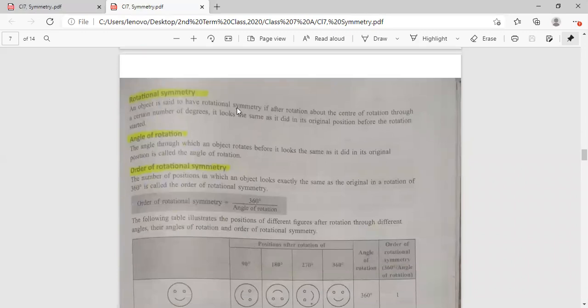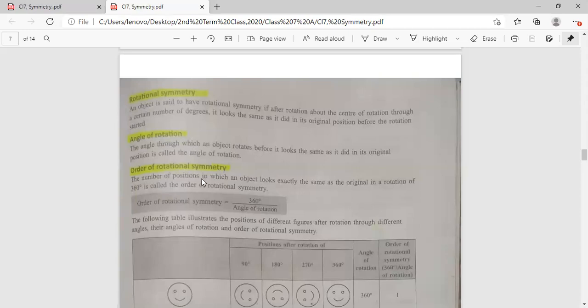An object is said to have, now these things you have to understand very clearly, and accordingly you can try it. An object is said to have rotational symmetry if after rotation about the center of rotation through a certain number of degrees, it looks the same as it did in its original position before the rotation started. Okay, as we do, I'll explain to you what these lines mean. Angle of rotation is what? The angle through which an object rotates before it looks exactly the same as the original position.